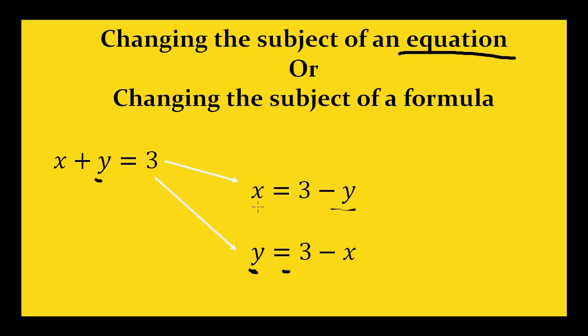So here we can say x equals 3 minus y. Here you can say y equals 3 minus x. In this equation, by just reading it, you can't say x equals whatever. You say x plus y equals 3. That's how you read it. Changing the subject allows you to say exactly what x is. Making y the subject of the formula allows you to say exactly what y is. And that is the aim of this concept in mathematics.